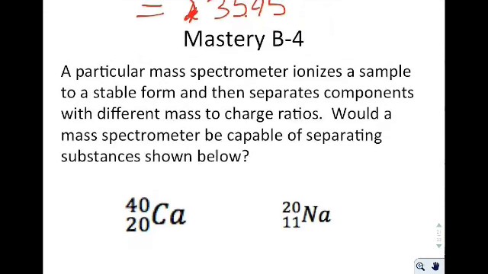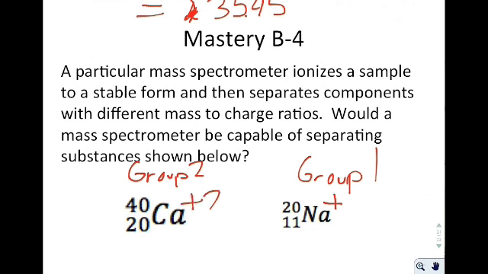The next one says a particular mass spectrometer ionizes a sample to a stable form and then separates the components with different mass to charges. Would a mass spectrometer be capable of separating the two substances below? Now, this one is really tricky because this element is in group 2. This element is in group 1. So the way they ionize is this becomes a charge of +1, this becomes a charge of +2. So now the question is, can they be separated based on different mass to charge ratios?